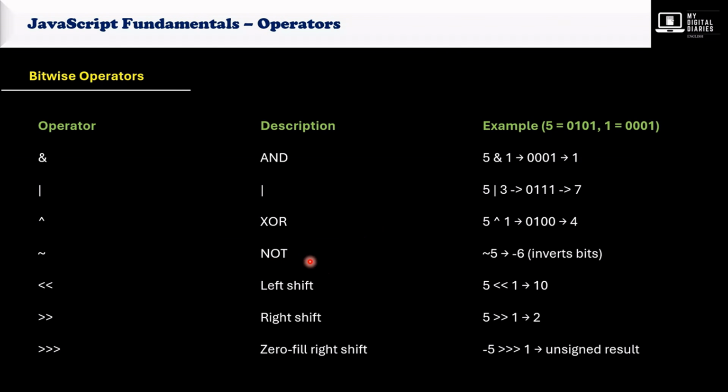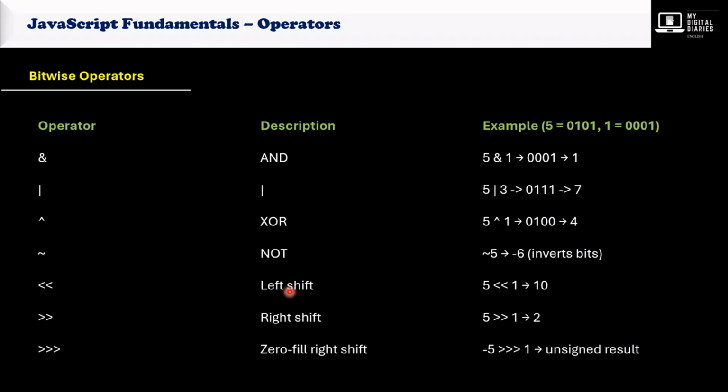Then we have NOT. The NOT operator is a bit different. It inverts all the bits. So for 5 you have 0101. If you apply the NOT operator, it will invert all the bits. So 0 will become 1, 1 will become 0, 0 will become 1, and 1 will become 0. That's how it inverts the bits.